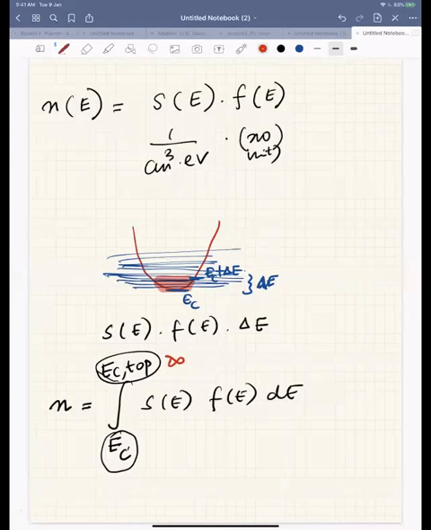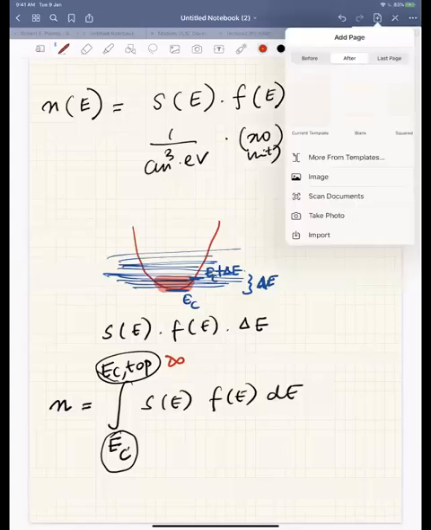So even if you replace EC top by infinity, you are not adding much error, because anyway at EC top the number of electrons will be very small. The probability will be very small, because the Fermi function reduces exponentially when you go on increasing the energy. This is a fair approximation, and it will make your mathematics simpler. That's the reason EC top is replaced by infinity, right?